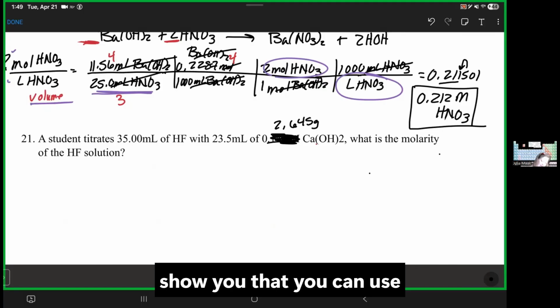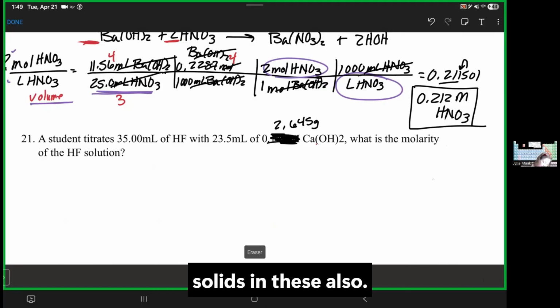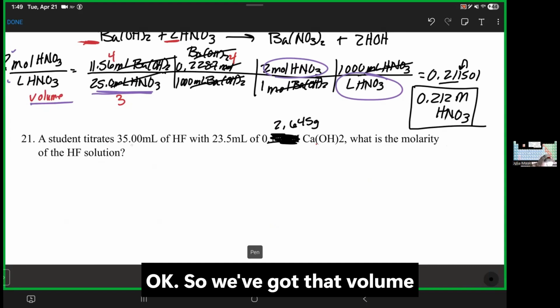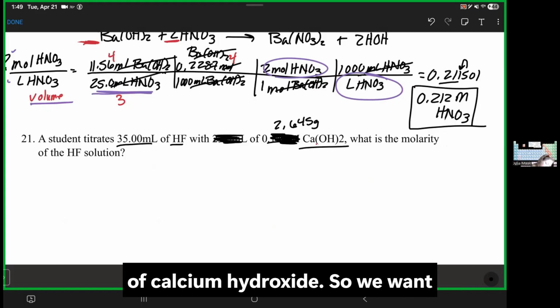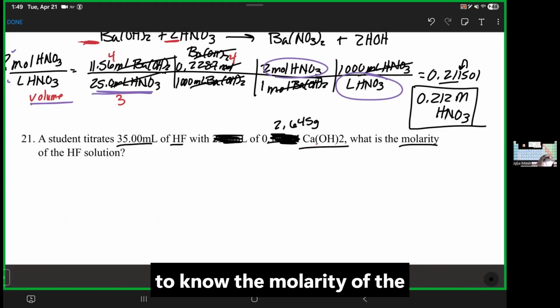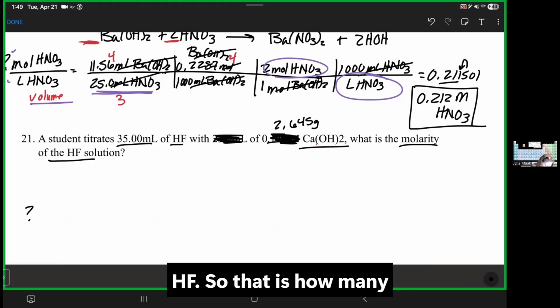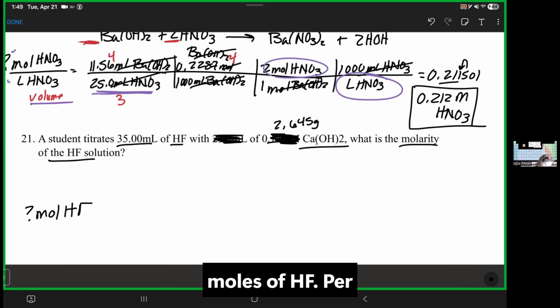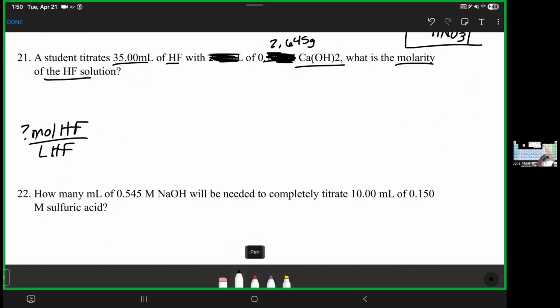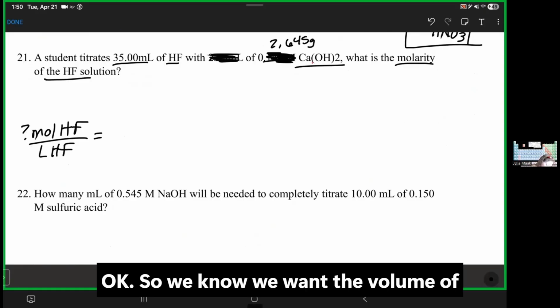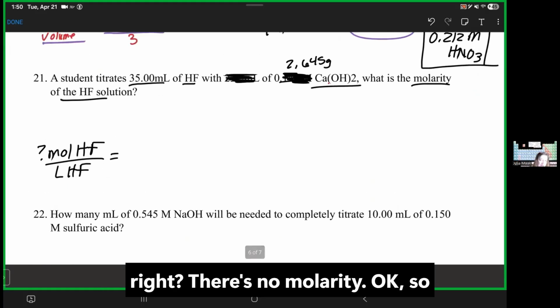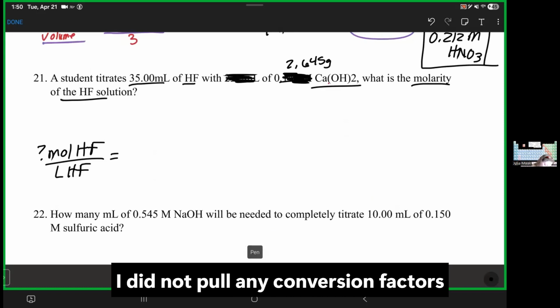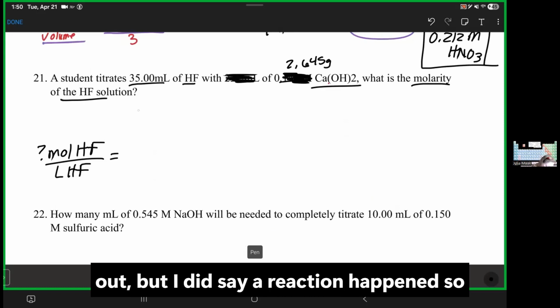I'm going to call this 2.645 grams of that to show you that you can use solids in these also. Okay, so we've got that volume of HF and that many grams of calcium hydroxide. So we want to know the molarity of the HF. So that is how many moles of HF per liter of HF. Okay, so we know we want the volume of it. So by the way, I've not been given any conversion factors up there, right? There's no molarity. Okay, so I did not pull any conversion factors out, but I did say a reaction happened.